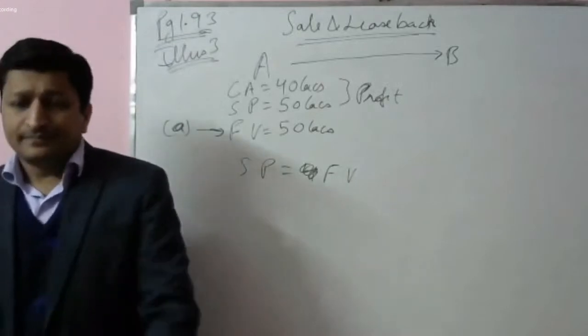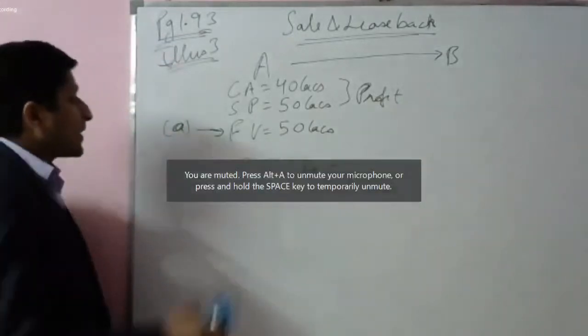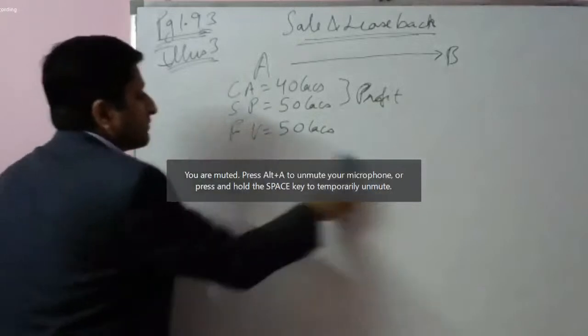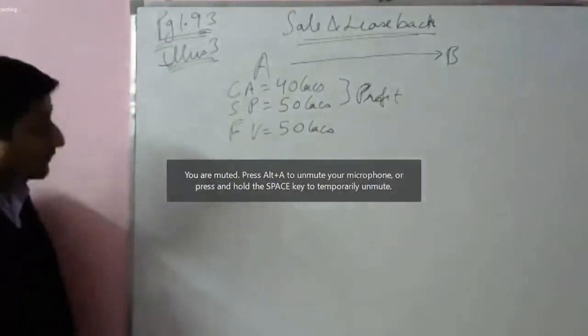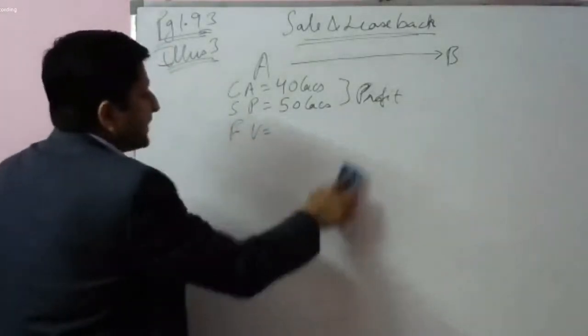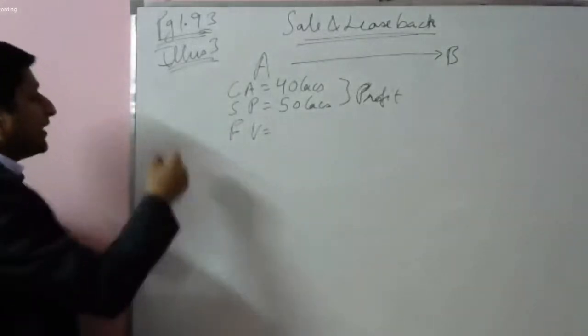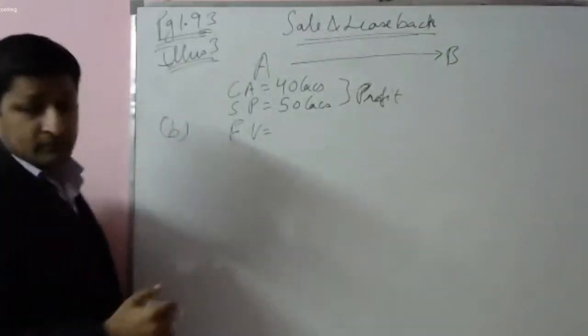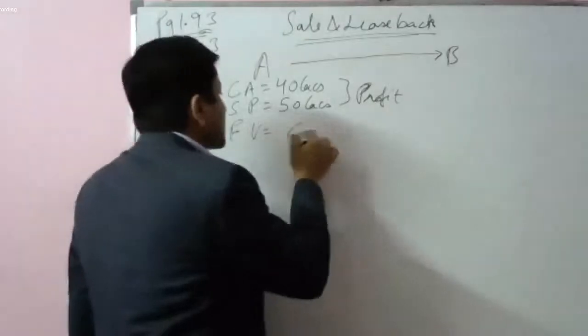Situation number B. So now, situation number B. In the situation number B, fair value has been changed. Now the fair value is 60 lakhs.